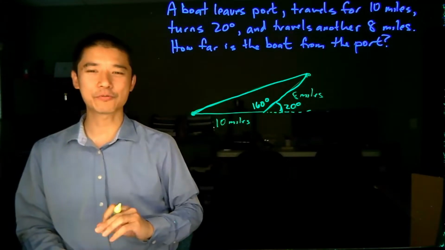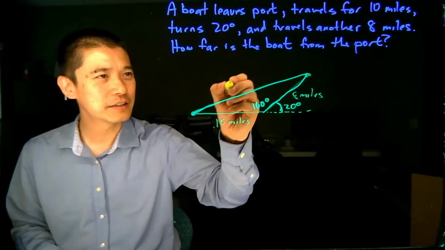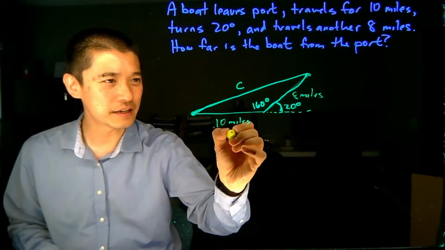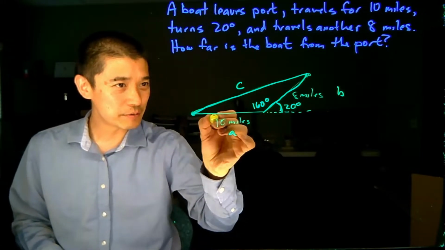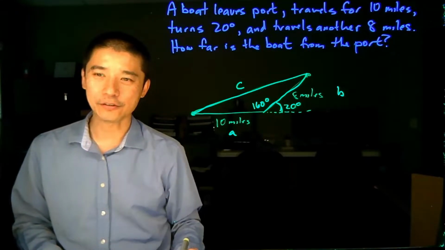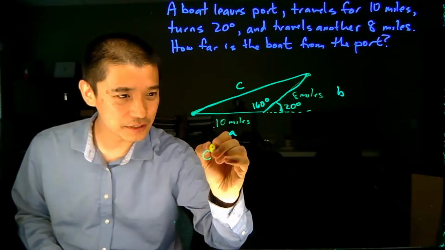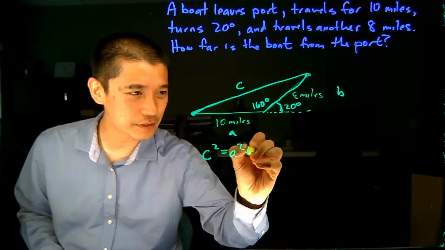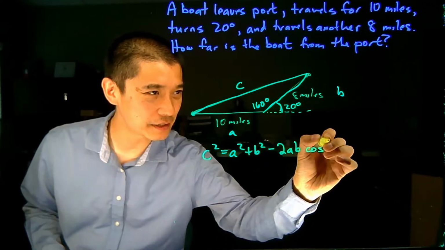And now we have a situation where we have everything set up and we can now solve it. So let's take a look. Let's label that side C, and this side A, and this side B. We can see that we have side, angle, side, where the angle is a 160 degree angle. And that tells us we want to use the law of cosines to get the opposite side. So C squared is equal to A squared plus B squared minus 2AB cosine of gamma.